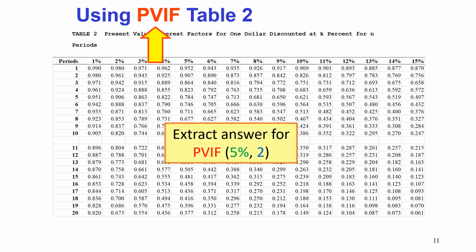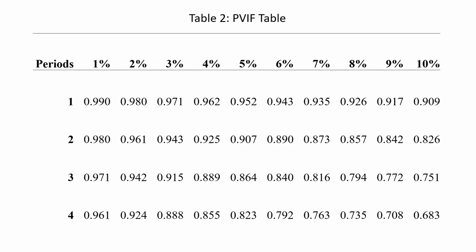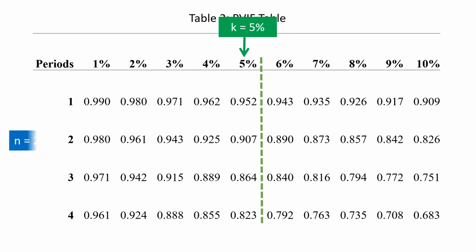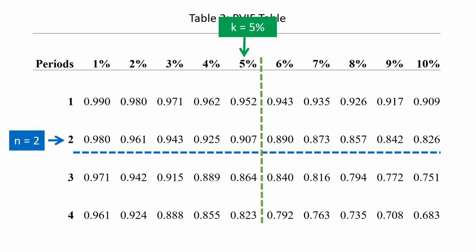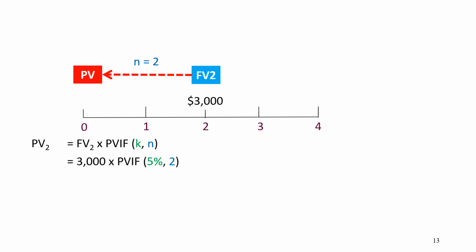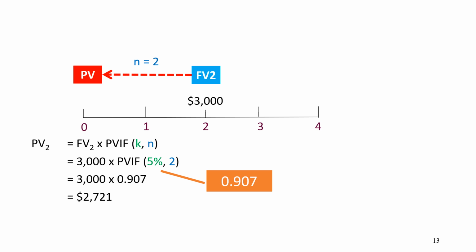Next, we extract the answer. We are given K value and N. So the intersection is the answer. Substitute the interest factor into the working and find the present value.